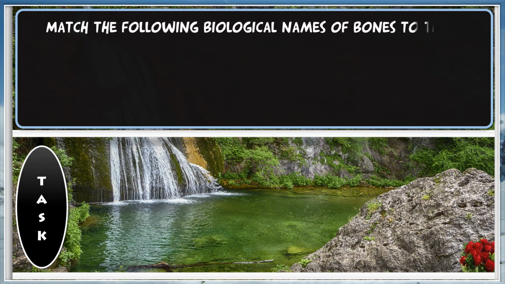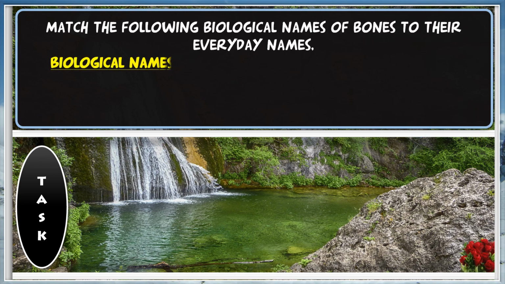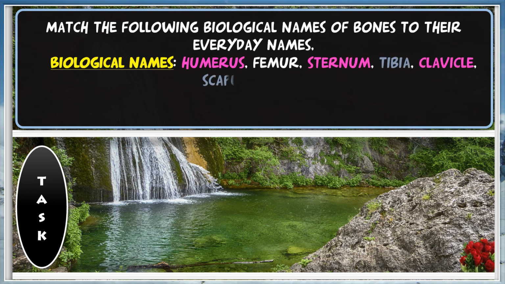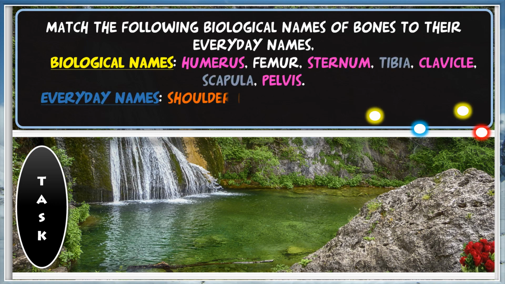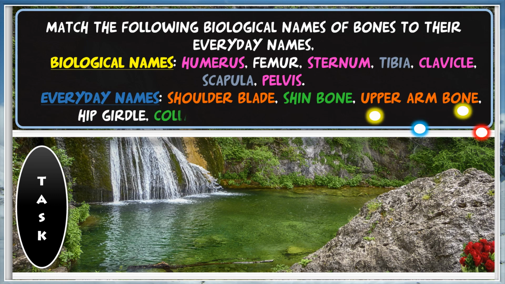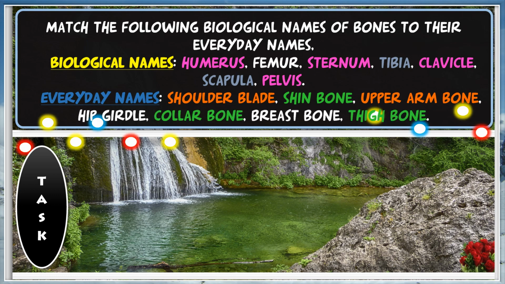Match the following biological names of bones to their everyday names. The biological names are humerus, femur, sternum, tibia, clavicle, scapula, and pelvis. Everyday names are shoulder blade, shin bone, upper arm bone, hip girdle, collarbone, breastbone, thigh bone.